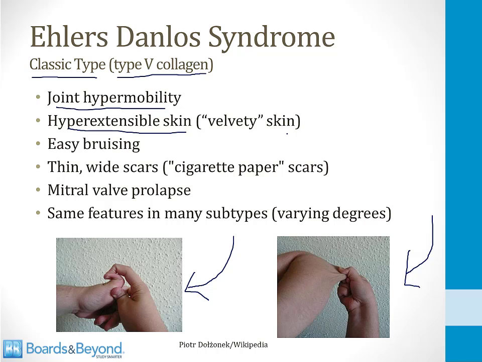In addition, the skin is classically described as having a velvety appearance. Patients with the classic type of Ehlers-Danlos syndrome can have easy bruising. They can also develop thin, wide scars that are referred to classically as cigarette paper scars. These patients can have mitral valve prolapse. Remember, in mitral valve prolapse, the mitral valve is stretchy and it billows into the left atrium, and that can be seen in this condition. And then just an aside here, but many of these features are also seen in some of the other subtypes to varying degrees. Some of them have joint hypermobility, some have skin findings, some have a bit of both.